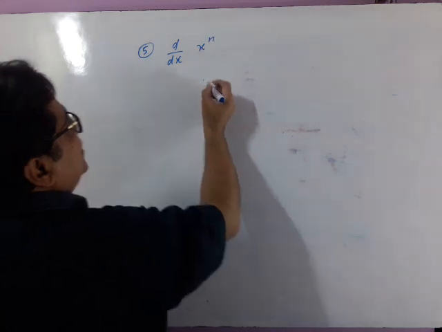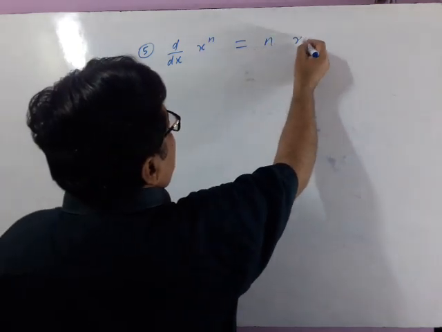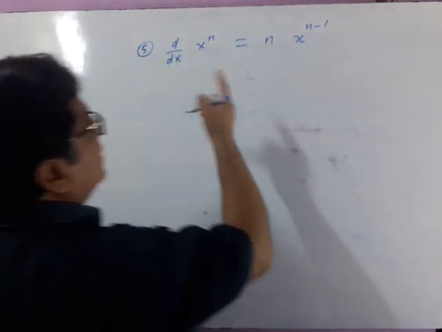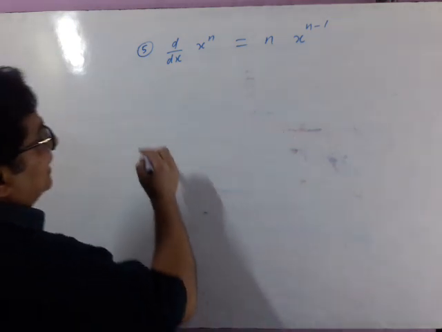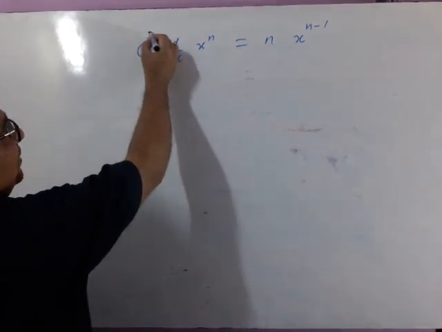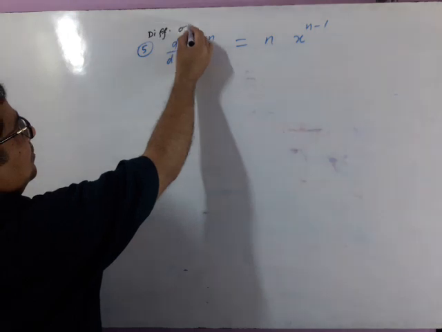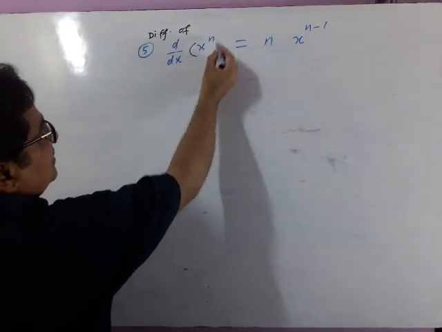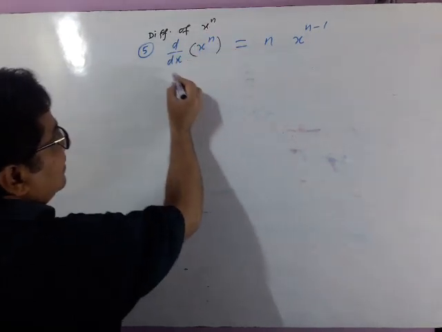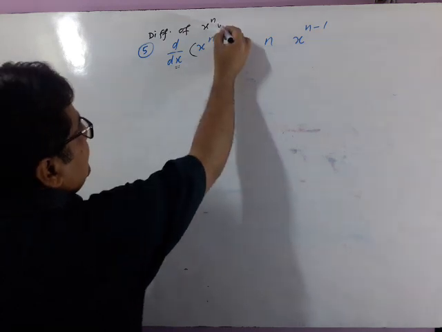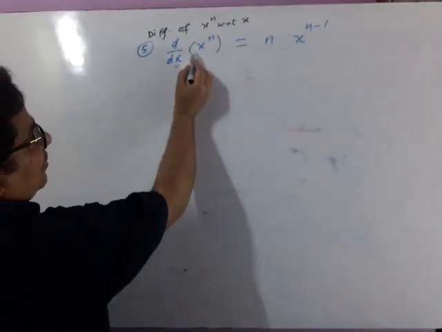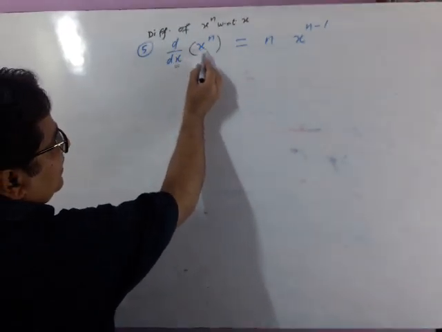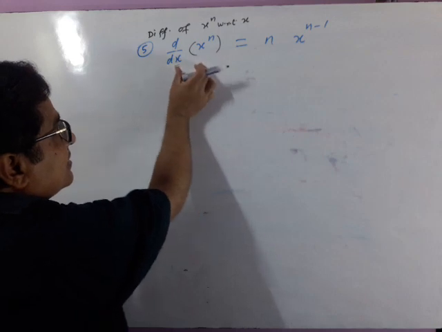Now point number 5. Differentiation of x raised to the power n is n x raised to the power n minus 1. Remember, this is the main formula of differentiation. How to read it? Most precisely we read it like this. Differentiation of this. What is this? X raised to the power n. And this is with respect to x. Precisely, if you want to read it, we will call it differentiation of x raised to the power n with respect to x.